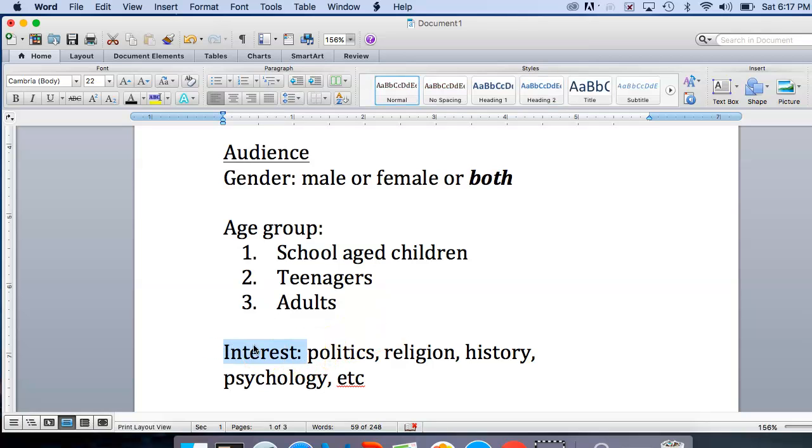So for interest, what do people like reading? For politics, you would say, okay, adults would be reading that more, and maybe some teenagers, ages 17 to 18 years old. Religion, history, psychology would be another interest, how people think and why they act the way that they do, and whatever other interests there may be. I can include here travel, cooking, gardening, okay, whatever someone is interested in.